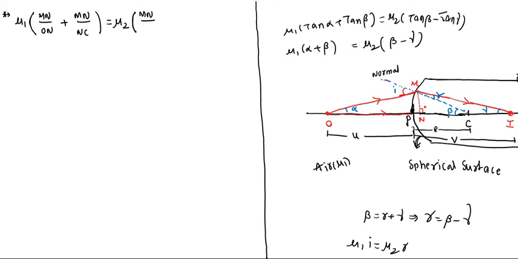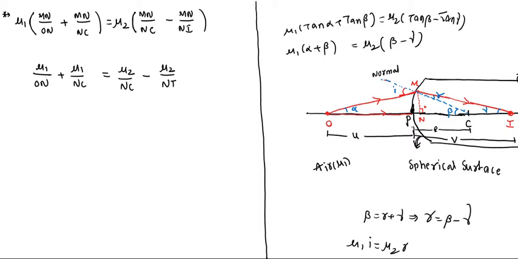Okay, last step. In this we have to substitute. Tan beta we have to take from this right angle triangle. That is Mn by Nc, minus tan gamma. Tan gamma is what from the figure? Mn by Ni we have to write, right? This is what we will get from the above step. And Mn we can take common and cancel, and multiply with nu 1 and nu 2. Then we will get nu 1 by On plus nu 1 by Nc is equal to nu 2 by Nc minus nu 2 by Ni.